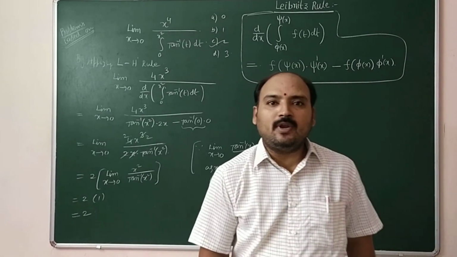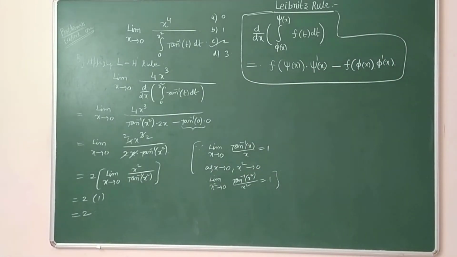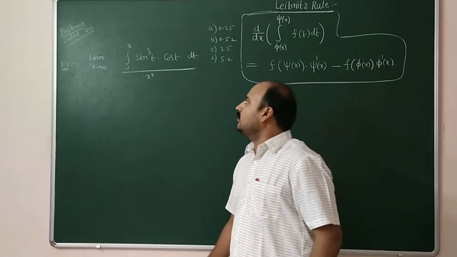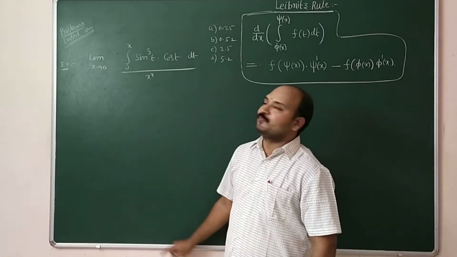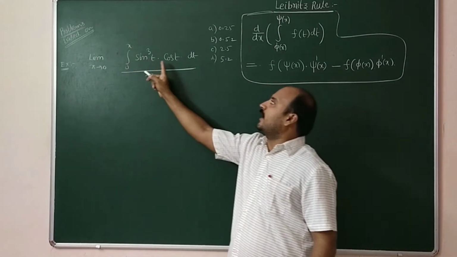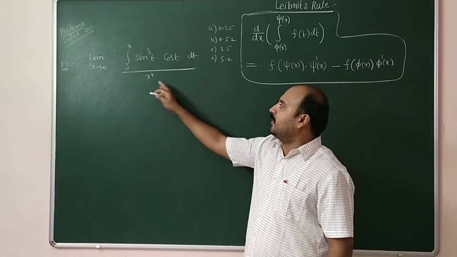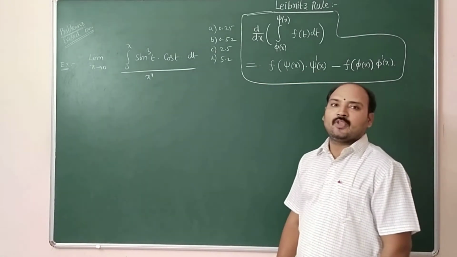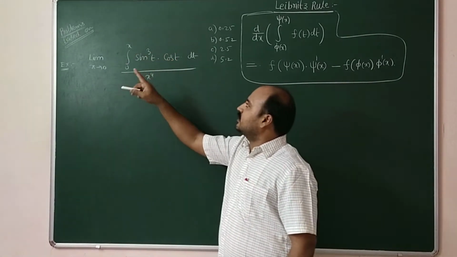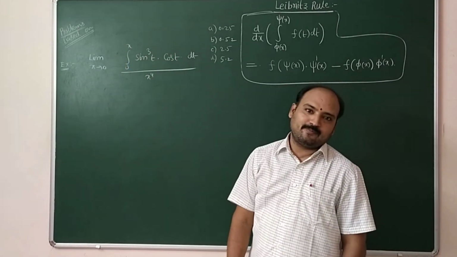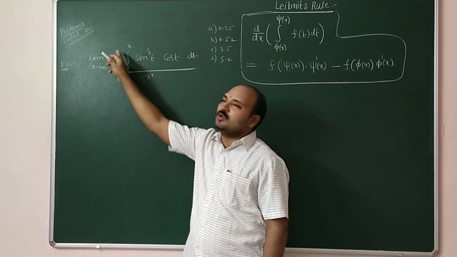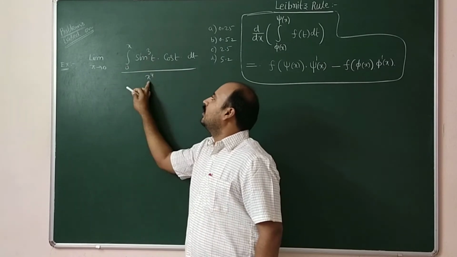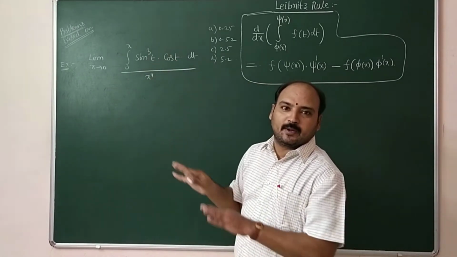We will take one other example. Another example. Limit x tends to 0, integral 0 to x sin cube t cos t dt divided by x power 4. So here, if you substitute directly x is equal to 0, integration 0 to 0 it is undefined. We cannot define. It is meaningless. So it will become 0. Here also x is equal to 0, 0 by 0, indeterminate form.